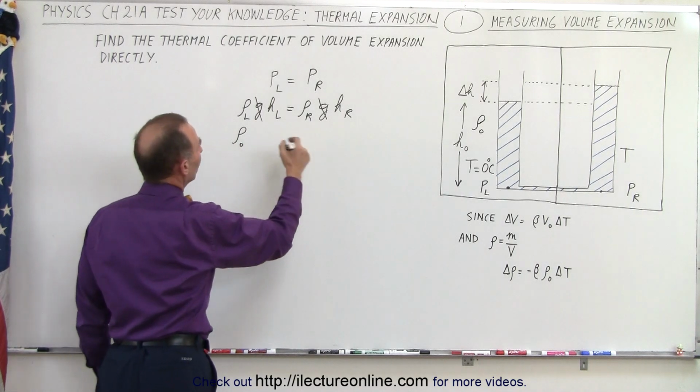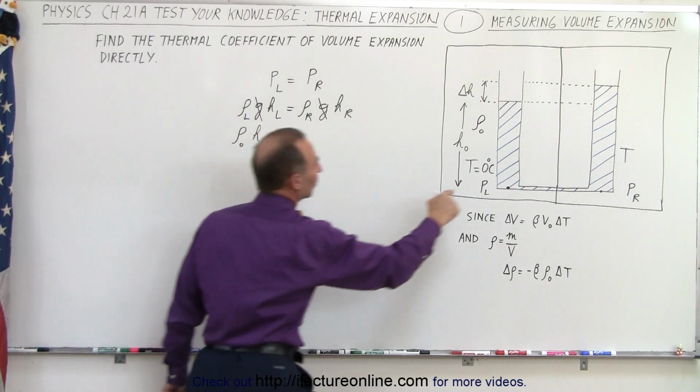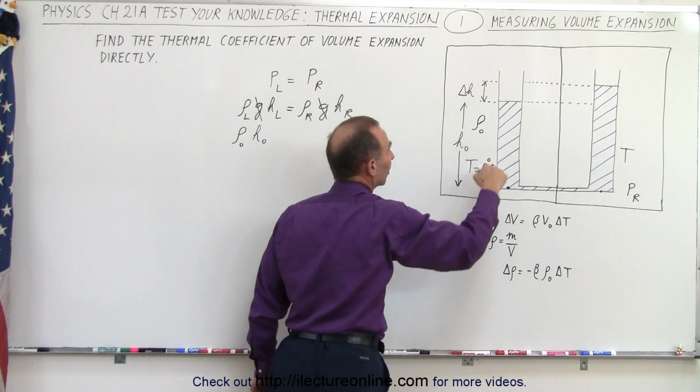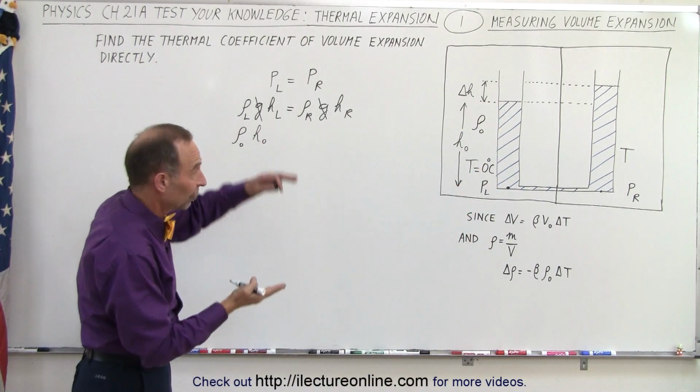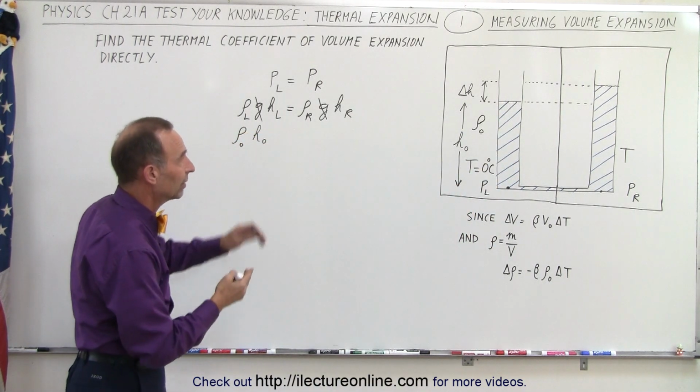And the height on the left, well, that's going to be H sub naught. That's going to be the original height. That's going to be the height on the left side. Call it original, call it final, doesn't matter. It's the height on the left side and the density on the left side.